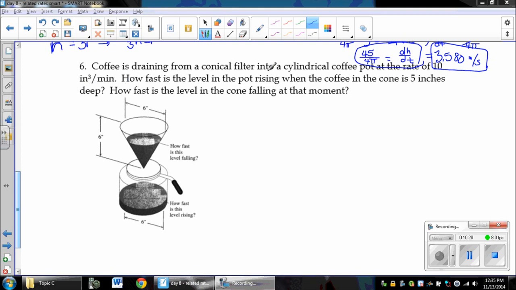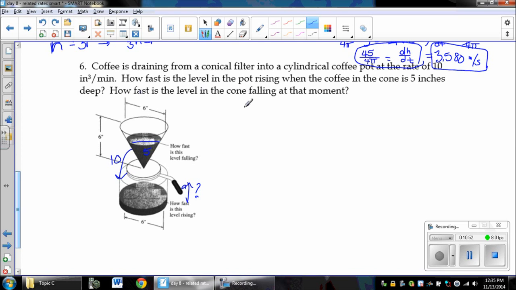So coffee is draining from a conical filter into a cylindrical coffee pot at the rate of 10 cubic inches per minute. So this is dripping down here at a rate of 10 cubic inches per minute. How fast is the level in the pot rising? So how fast is that moving up when the coffee in the cone is 5 inches deep? So when that's 5 inches deep, how fast is the level in the cone falling at that moment?